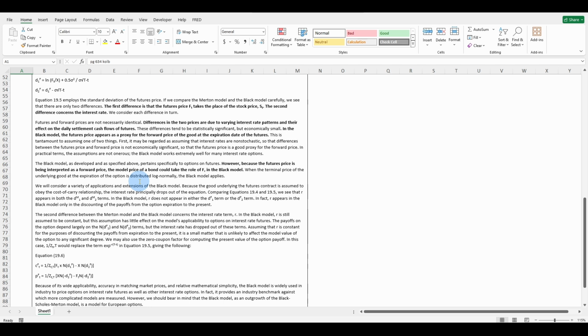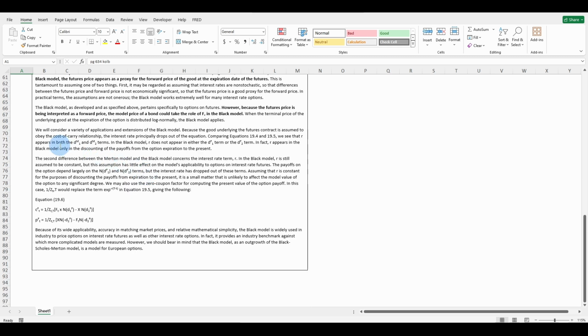The Black model, as developed and as specified above, pertains specifically to options on futures. However, because the future price is being interpreted as a forward price, the model price of a bond could take the role of F in the Black model. When the terminal price of the underlying good at the expiration of the option is distributed log normally, the Black model applies. We will consider a variety of applications and extensions of the Black model because the good underlying a futures contract is assumed to obey the cost of carry relationship. The interest rate principally drops out of the equation.